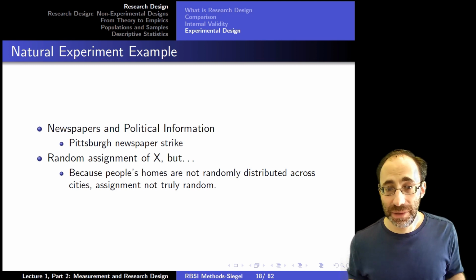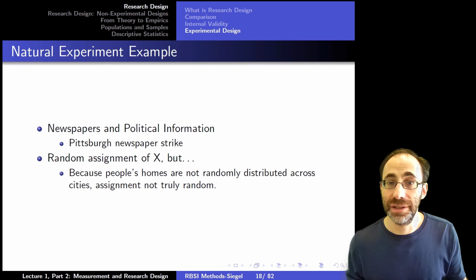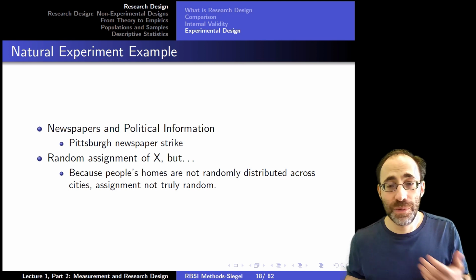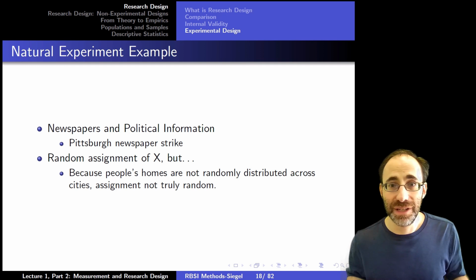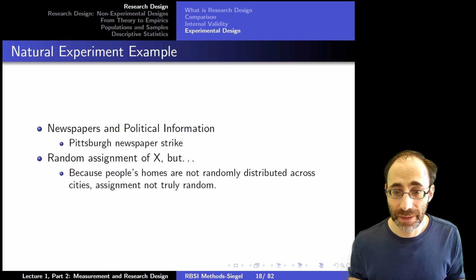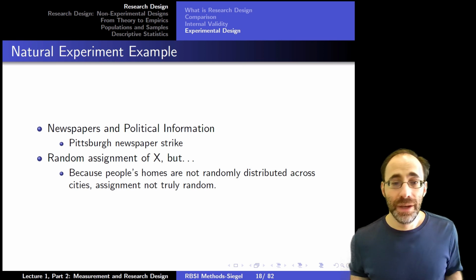Again, there's random assignment of the treatment in this case. You can assume that because the strike didn't happen for a particular reason related to information acquisition. But the people's homes between the two different states are not the same. The states themselves might not be identical in all the ways that are important. So it's not truly random.